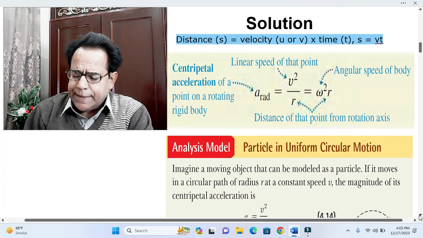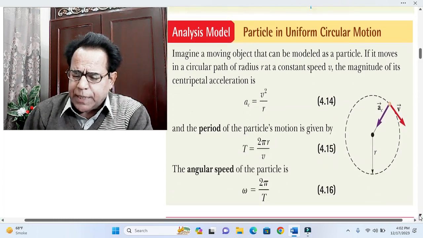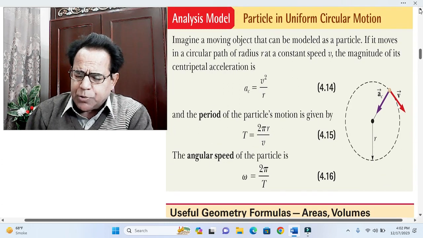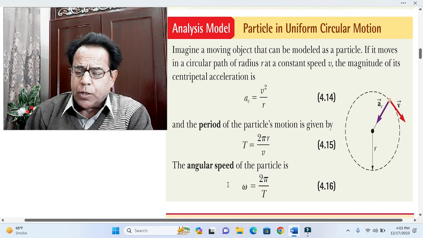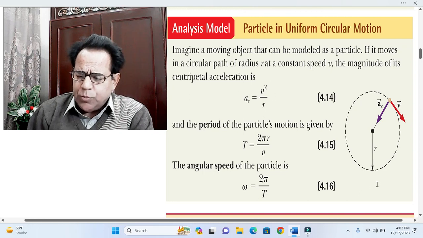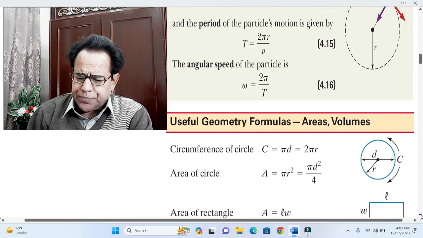The next snapshot is also about centripetal acceleration. We do not go into the detail of this snapshot. It says centripetal acceleration AC is equal to V square over R. We do not give more time to this snapshot.